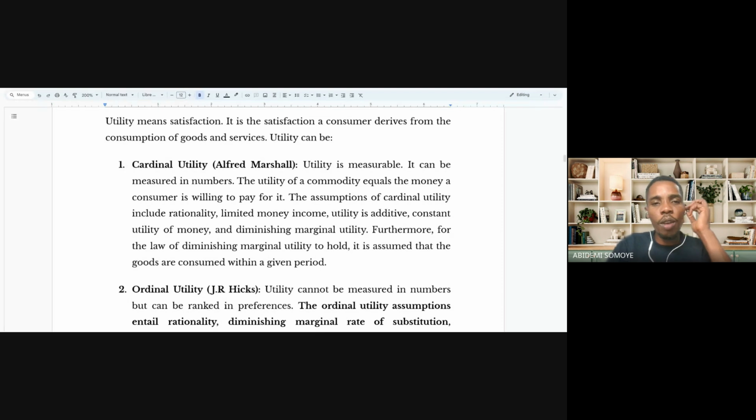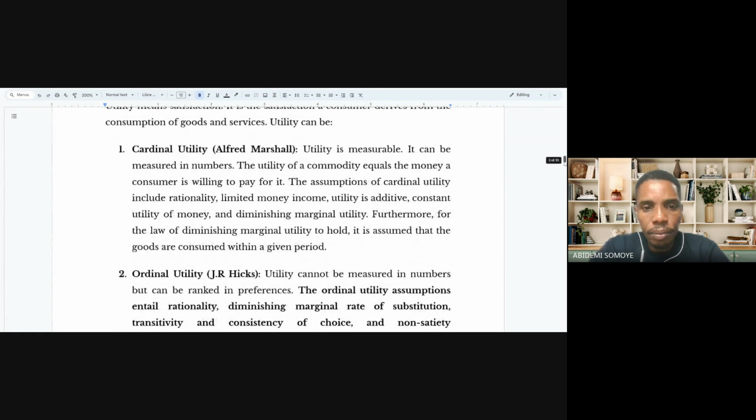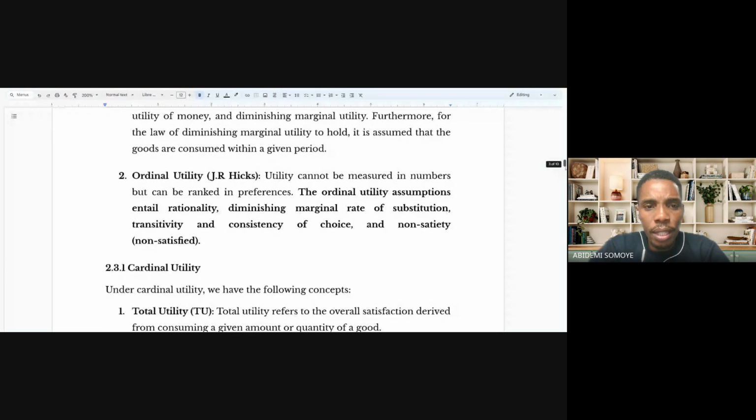But furthermore, for the law of diminishing marginal utility to hold, it is assumed that goods are consumed within a given period. So we're going to give further explanations on the law of diminishing marginal utility. We're going to talk about that when we are explaining cardinal utility further. So the second type of utility is ordinal utility, and the proponent is John Hicks.